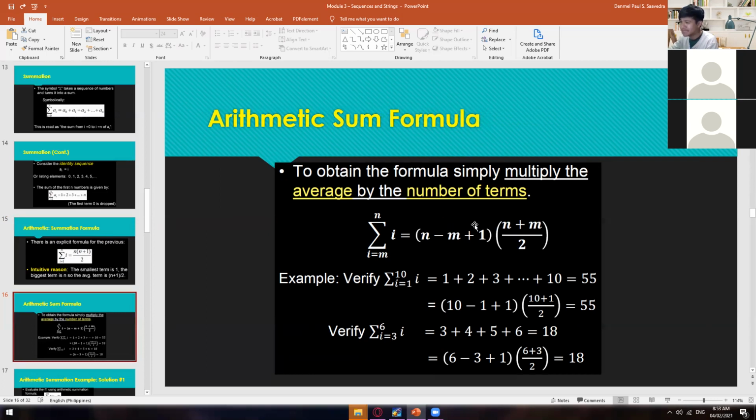So you have this formula, and then you have to multiply it to the average by the number of terms. By applying this formula, you will be able to get the summation, for example, from 1 to 10. So what is the summation from 1 to 10? Just follow this formula: n minus m plus 1, so 10 minus 1 plus 1, times 10 plus 1 divided by 2. Then just do the math, and you will get 55.